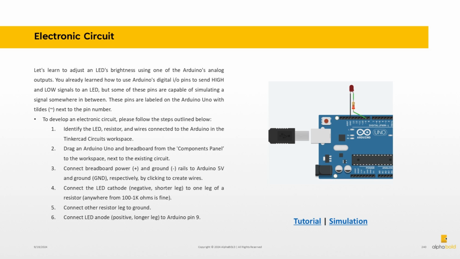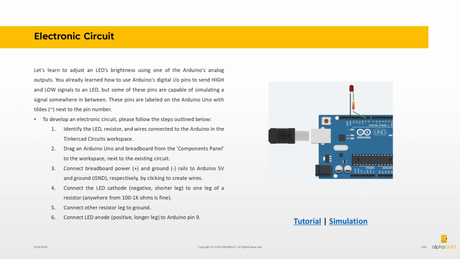Let's learn to adjust an LED's brightness using one of the Arduino's analog outputs. You already learned how to use Arduino's digital I/O pins to send high and low signals to an LED, but some of these pins are capable of simulating a signal somewhere in between. These pins are labeled on the Arduino Uno with a tilde symbol next to the pin number. To develop an electronic circuit, please follow the steps outlined below.